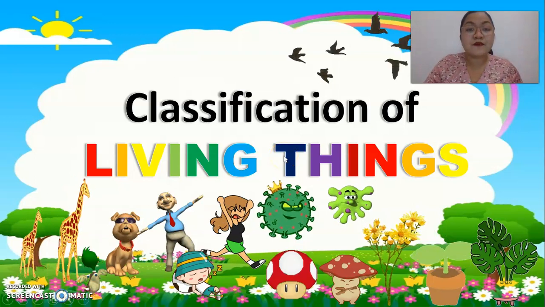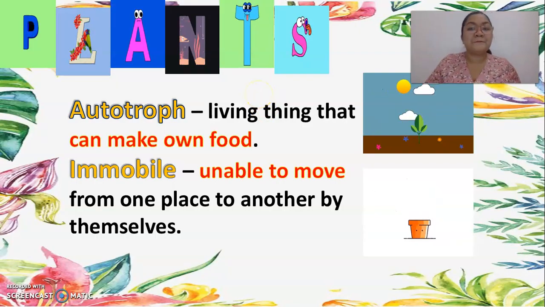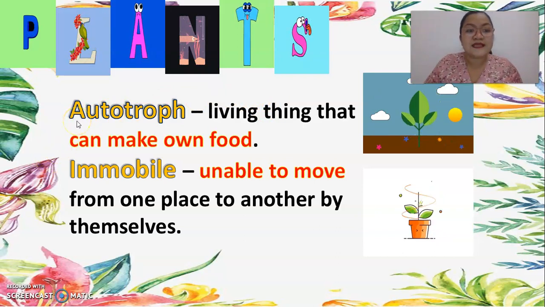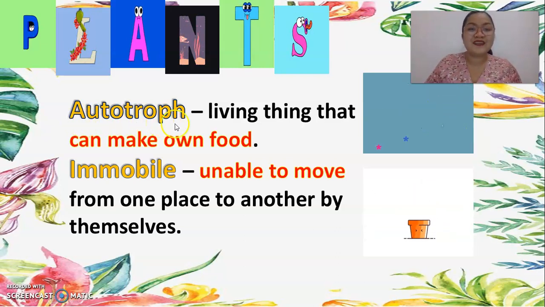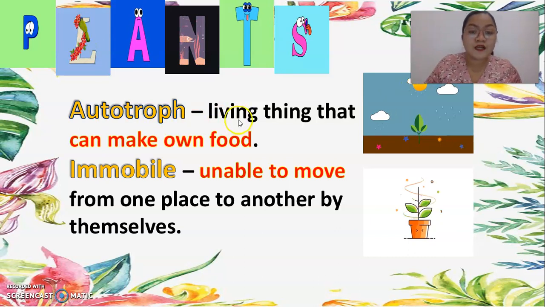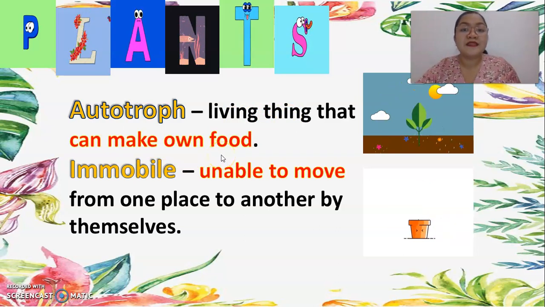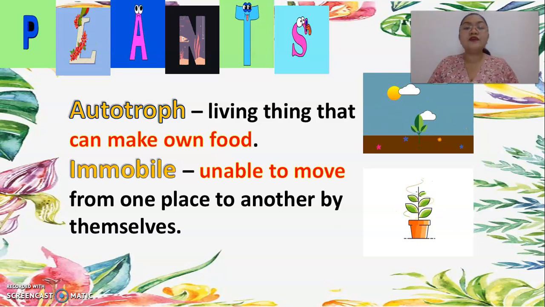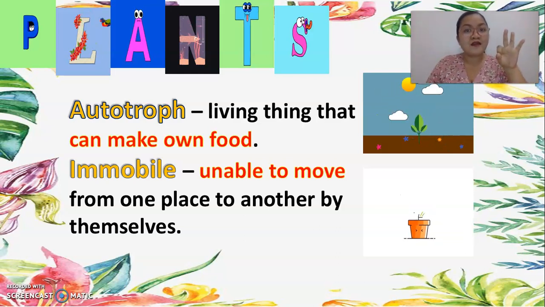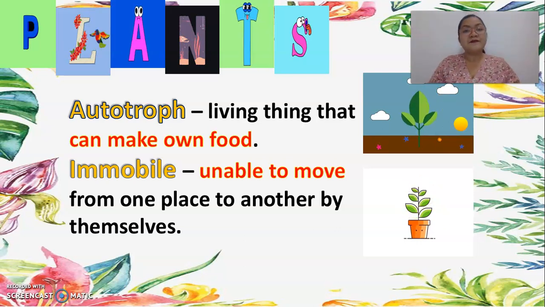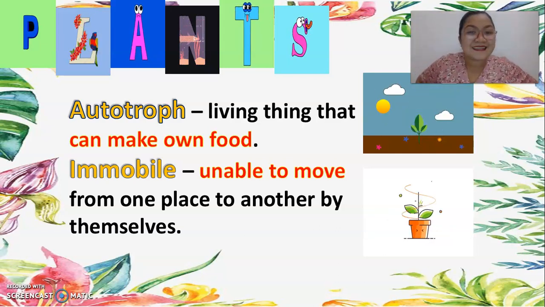Alright, so before we continue, let's have a review. Number one, we have plants. Again, when we say plants, they are the autotroph. Can you say autotroph? Good job. What is an autotroph? Autotrophs are living things that can make their own food. These are the living things that need the sun, water, air, and the soil.